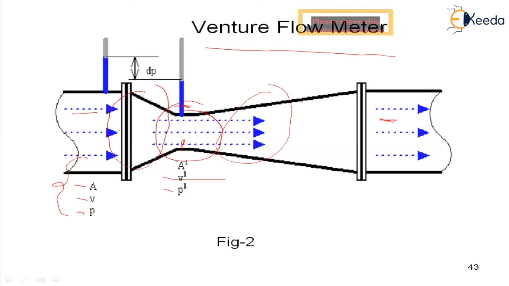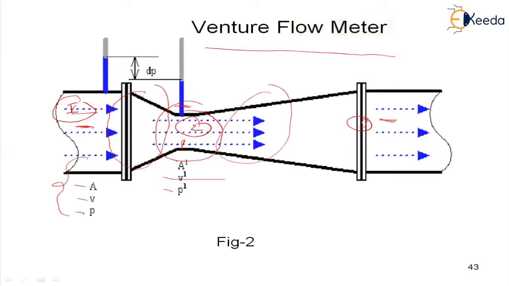Here, the first one is the converging conical section at the upstream. The second one is the cylindrical throat. And the third one I'm going to call the diverging recovery outlet. That is a cone, also like a cone at the downstream, my dear students.